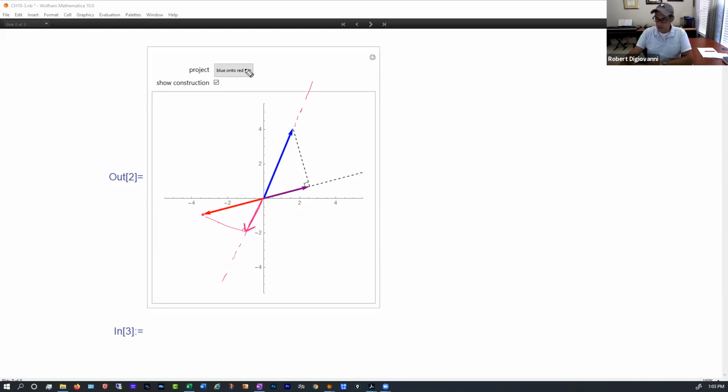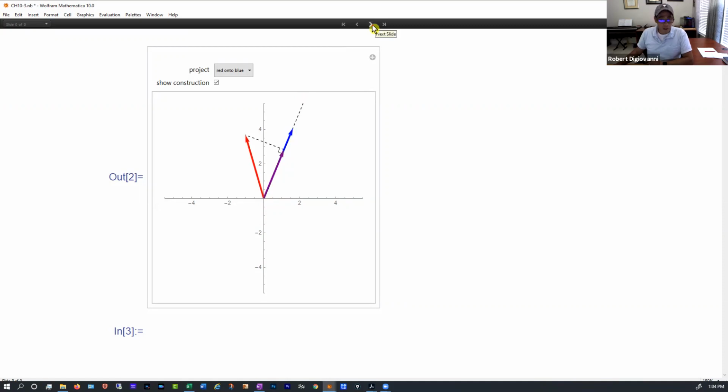All I have to do here is switch it and you'll see it. So now I'm going to go red onto blue. I'm going to move the red one around. You'll see here, if I move it to the other side, the vector projection is now this vector. Any questions on that?